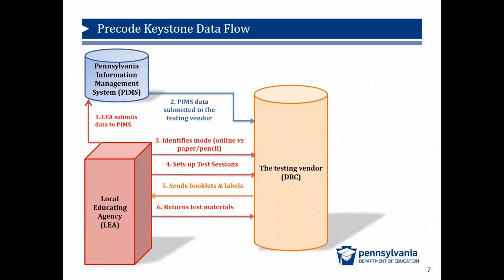This is the Precode Keystone data flow. It is a complex process, and we will discuss it in smaller sections. It is beneficial to understand this process because it shows how the assessment data that begins with the LEA submitting data to PIMS become precode labels and testing booklets for your LEA.